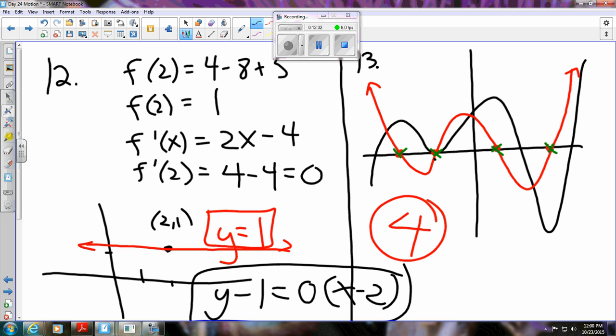Okay, so once you have the slope is 0 and y1 is 1, the equation of the tangent line is y minus 1 equals 0 times the quantity x minus 2. And this is 0 times anything, 0, and you could add 1 to both sides. So did you get the right y1 and the right slope?